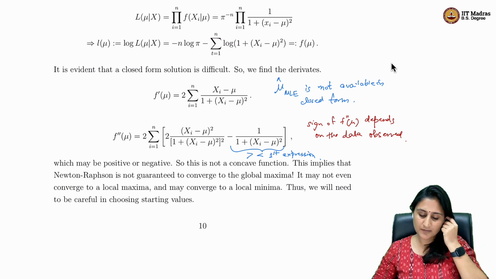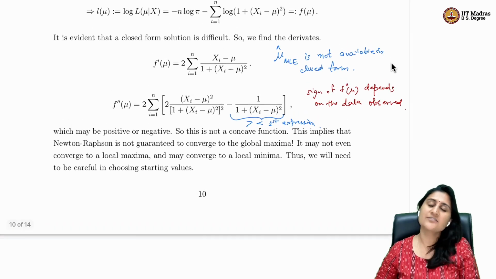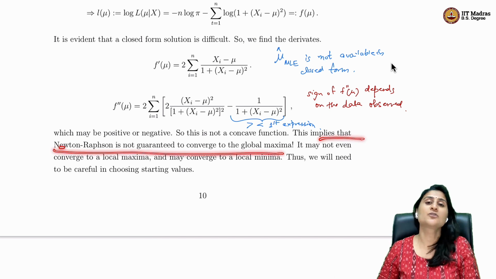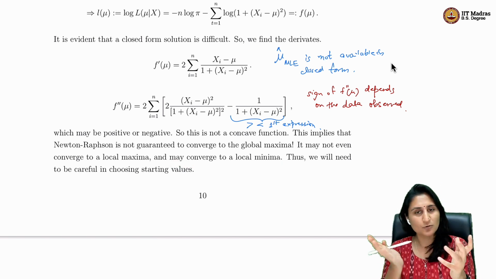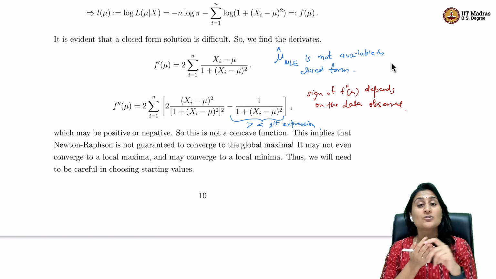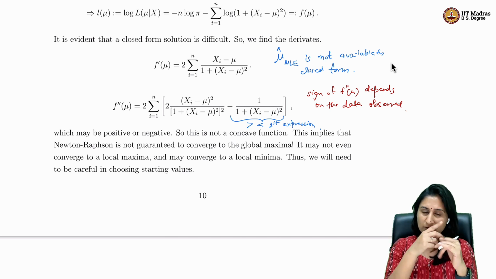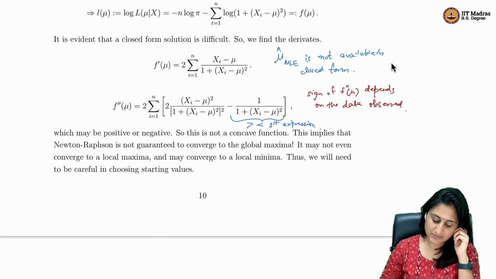The key thing is that this function is not generally going to be concave, and this implies, given our discussions previously, that Newton-Raphson is not guaranteed to converge to a global maxima. In fact, it may not even converge to a local maxima; it may also converge to a local minima. So it could converge to a global maxima or a local maxima. It could diverge altogether, where it just keeps going and never converges. Or it might converge to a local minima, which is the complete opposite of what we want. Which means we need to be careful in choosing our starting values for our setup.